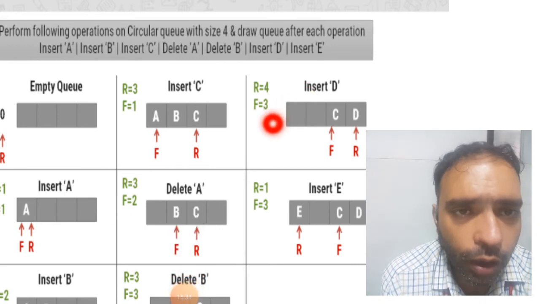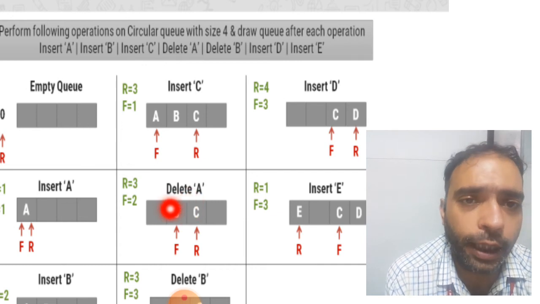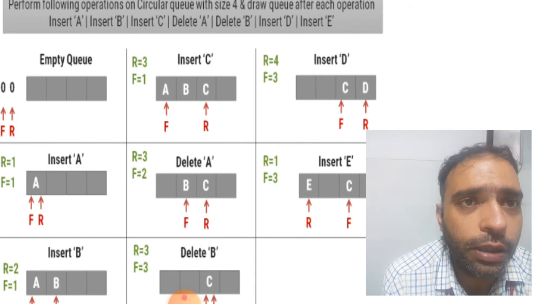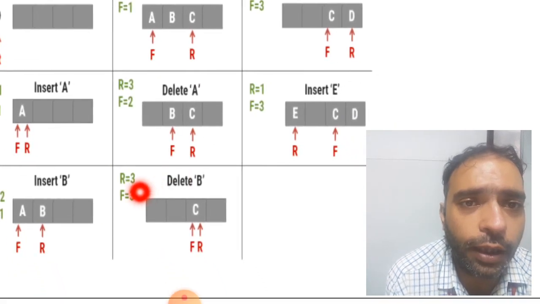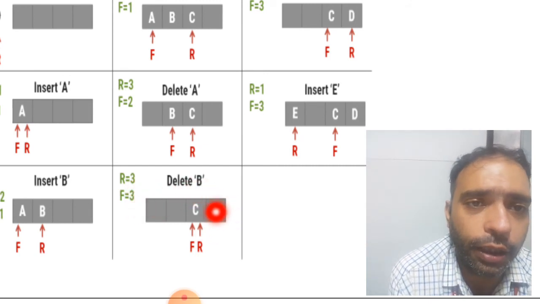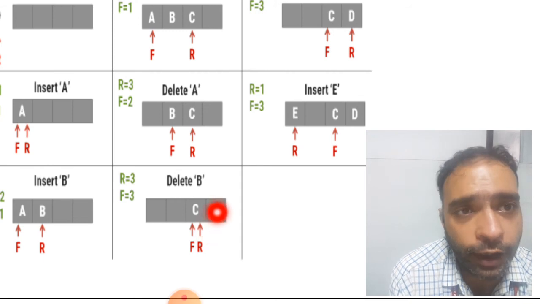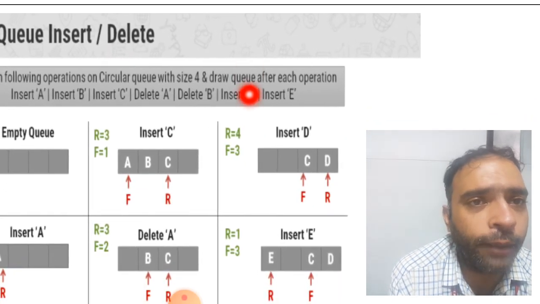So here what it will do, here it will delete the A and front part will be incremented, then it will go towards 2. Then here it will delete B. Now R is equal to 3 and F is equal to 3. So here it will go towards C, that is F and R will be given here. Then after delete B, delete हो गया, F का इंक्रीमेंट हो गया.